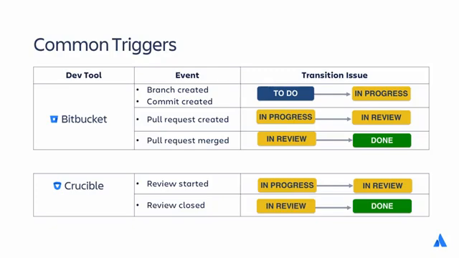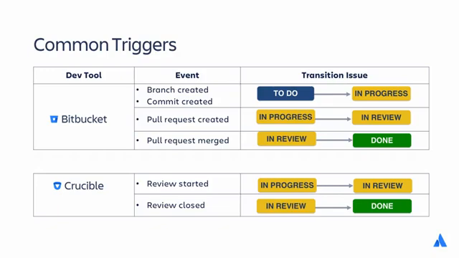Here are some common triggers, but there are other triggers in these DevTools and in others. In Bitbucket, when a developer creates a branch to start work on an issue, or when he commits code and he references the Jira issue in the branch name or the commit message, that issue can automatically be transitioned from to-do to in progress. When a pull request is created, the related issue can be automatically moved from in progress to in review status. And when it is merged, the issue can automatically transition from in review to done.